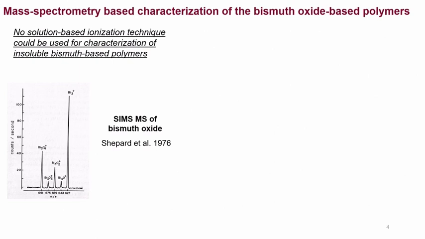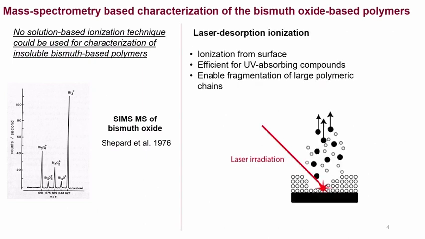And in the 70s, secondary ion mass spectrometry was used for characterization of bismuth oxide, and several ions containing bismuth and oxygen atoms were ionized there. In our work, we used an alternative approach, laser desorption ionization. This ionization can also work with compounds that are placed on the surface, and usually it's efficient for compounds that are UV absorbing, and this is good because bismuth is one of them due to its electronic structure. And in several cases, it can also enable fragmentation of large polymeric chains. That is also what we need.